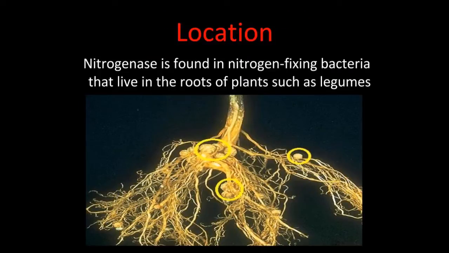Nitrogenase is synthesized by nitrogen-fixing bacteria. Some of these bacteria exist independently, such as cyanobacteria, also known as blue-green algae. Other nitrogen-fixing bacteria form symbiotic relationships with plants. These bacteria live in specialized nodules on the plant roots and help to provide the plant with necessary nitrogen.